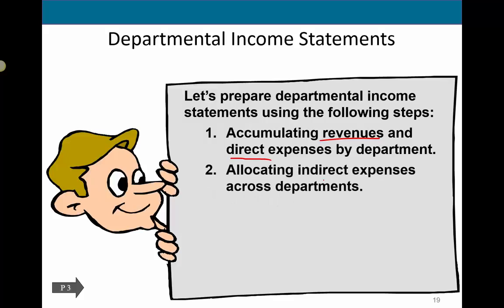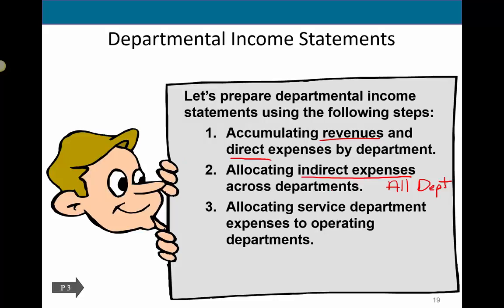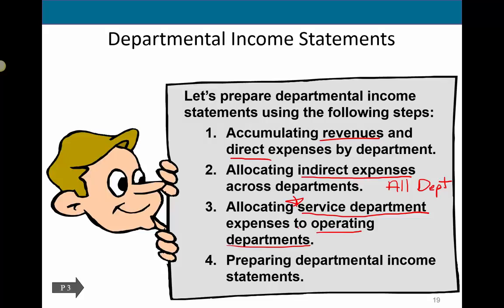Number two, now we're going to allocate indirect expenses. Indirect expenses not only to profit centers, but to all the centers, all departments, okay? This is all departments. We're going to split up even service departments. Use, for example, utilities, right? Or they take up space for rent in the facility, whatever it is. We're going to allocate indirect expenses out to all departments. Okay. Now, number three, now we're going to take just those service departments, right, or those kind of cost centers, and now we're going to split those up into our operating departments. Okay. So now we're splitting these service departments up. We're allocating them out to operating departments. And then finally, in the end, once we get all that split up, now we're able to prepare departmental income statements.